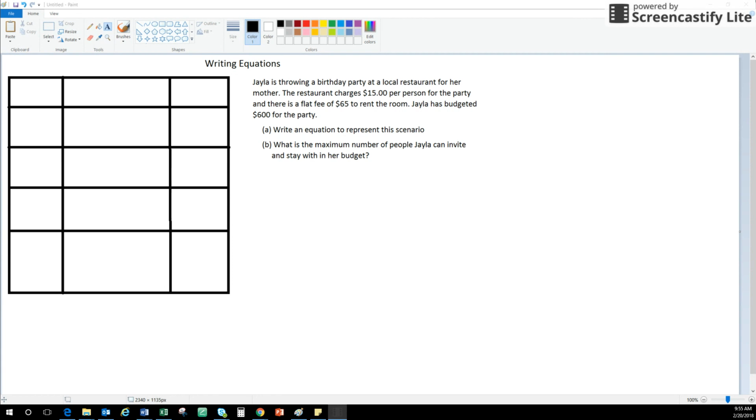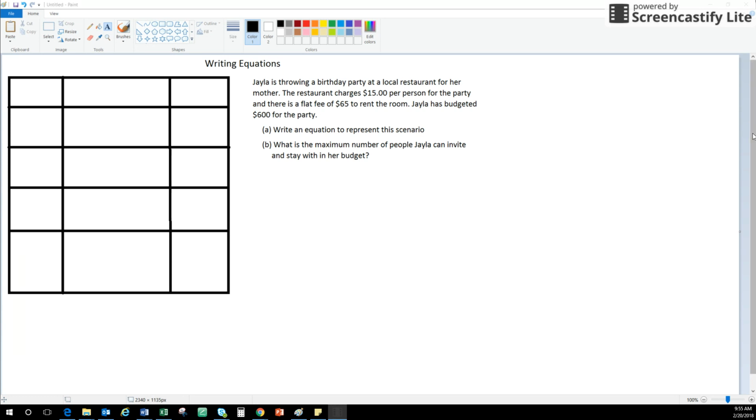It says Jayla is throwing a birthday party at a local restaurant for her mother. The restaurant charges $15 per person for the party, and there's a flat fee of $65 to rent the room. Jayla has budgeted $600 for the party. Write an equation to represent this scenario. What is the maximum number of people Jayla can invite and stay within her budget?